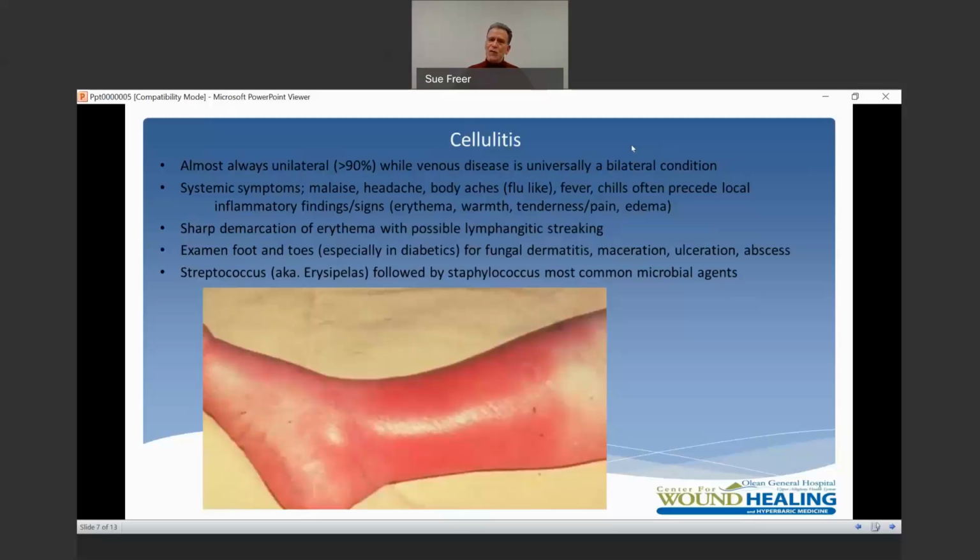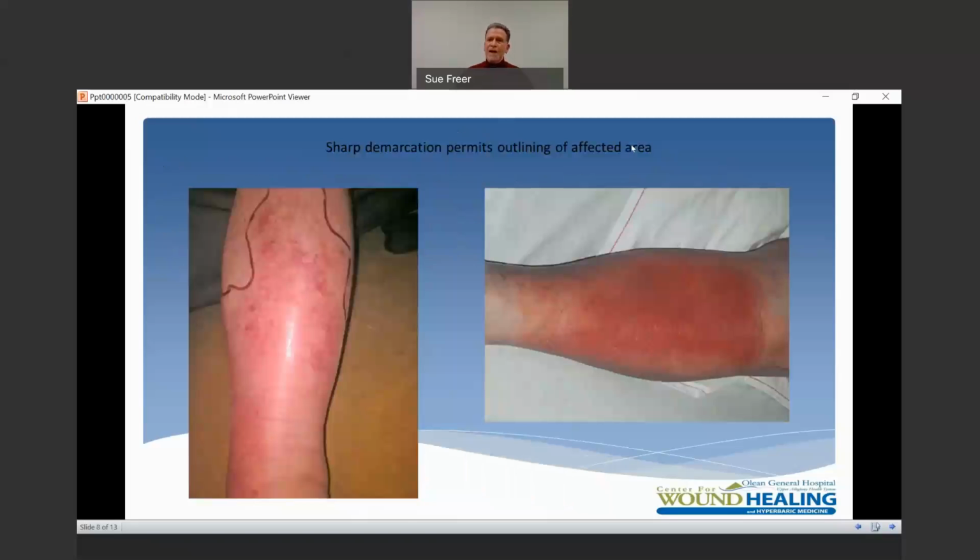When you see one of these patients, don't forget to examine the foot and the toes, particularly in diabetics. Fungal dermatitis is very common. Maceration and ulceration between the toes can often be a precipitating cause. And don't forget to look for an abscess somewhere on the lower leg or foot. Here again, two patients with classic cellulitis. It's well demarcated, particularly the picture on the right-hand side is a picture of classic erysipelas, sharply demarcated erythema.